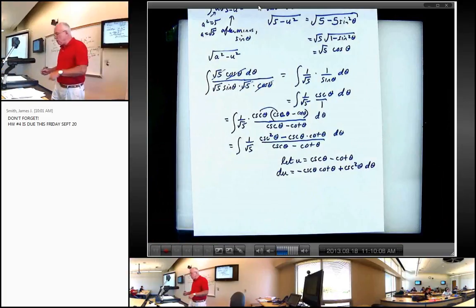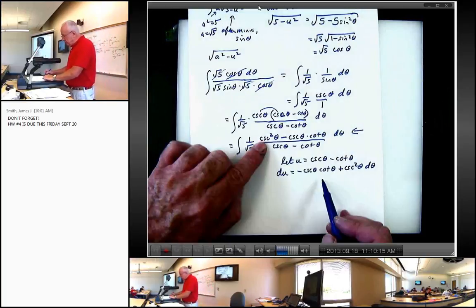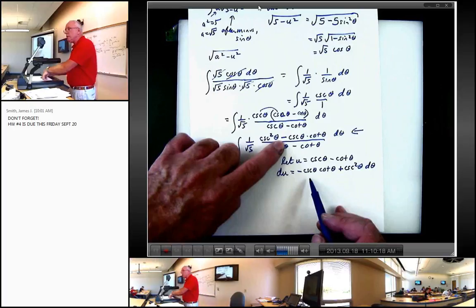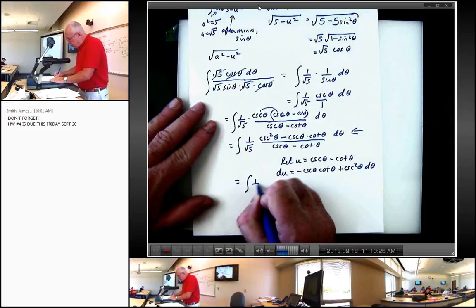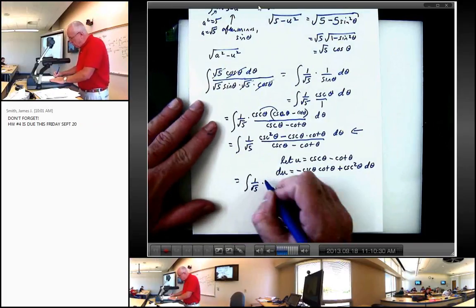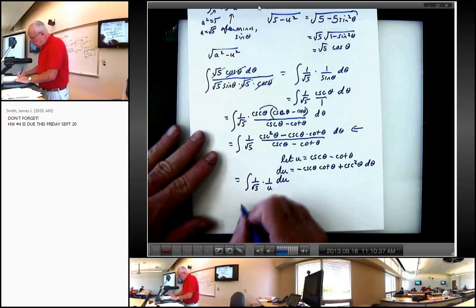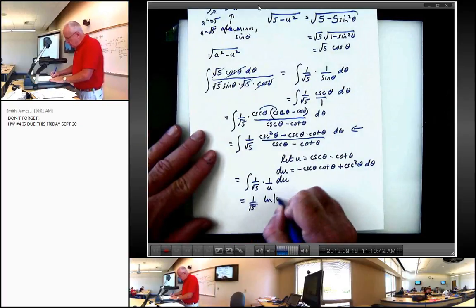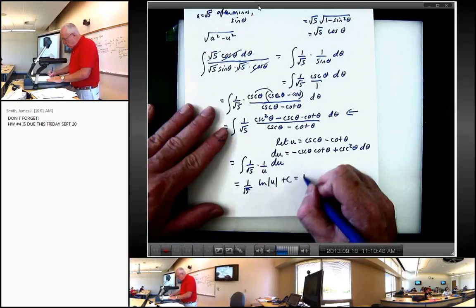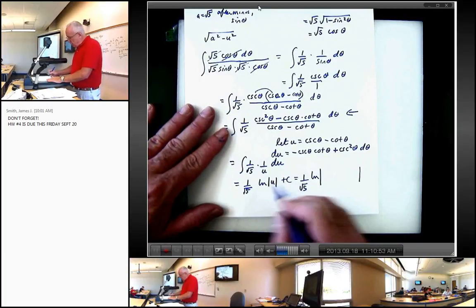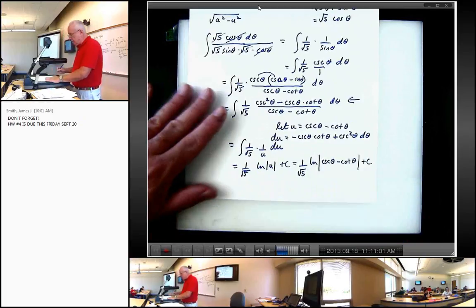Now let's compare the du that we got with this new numerator that we obtained because of the multiplication. This numerator, cosecant squared minus cosecant cotangent, is the same as our du that we just obtained. So I can do a u substitution now, and this whole mess becomes 1 over u du. Do the natural log. Equals 1 over the square root of 5 times the natural log of the absolute value of u plus our c. So this is going to be 1 over the square root of 5 times the natural log of this whole u here, cosecant of theta minus the cotangent of theta, plus our capital C.